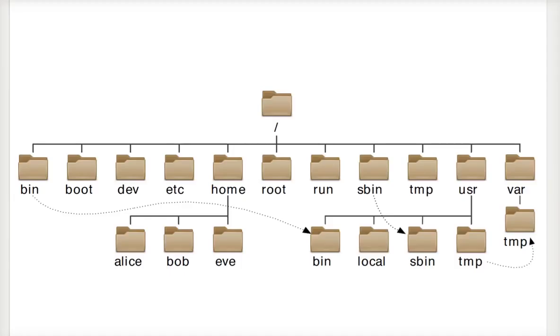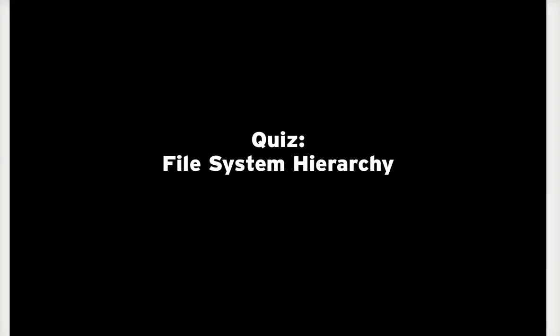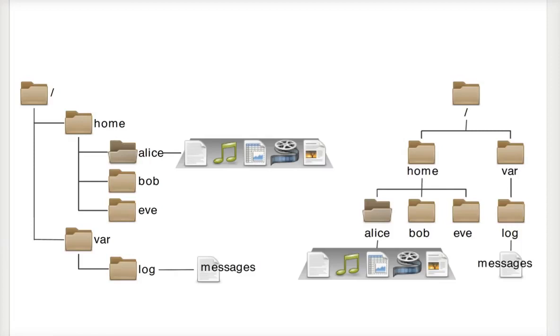Linux file system hierarchy, this is the hierarchy. In Linux there is a slash partition, slash is root. We call it the root partition. There are some directories: bin, boot, dev, etc, home, root, run, sbin, tmp, usr, var. What is the meaning of these directories and what is stored in them? We are talking about this in this class. There is a hierarchy: slash home, alice, bob, var, log, messages.